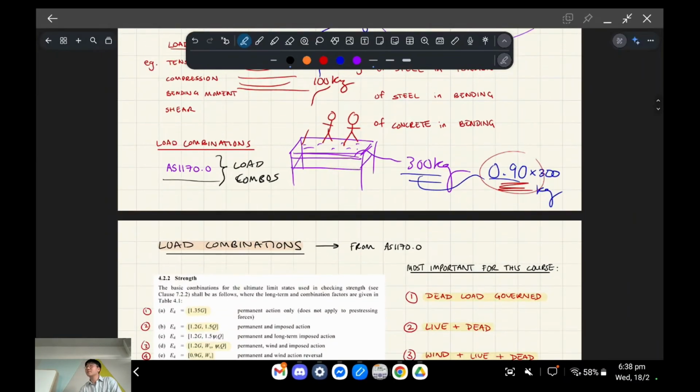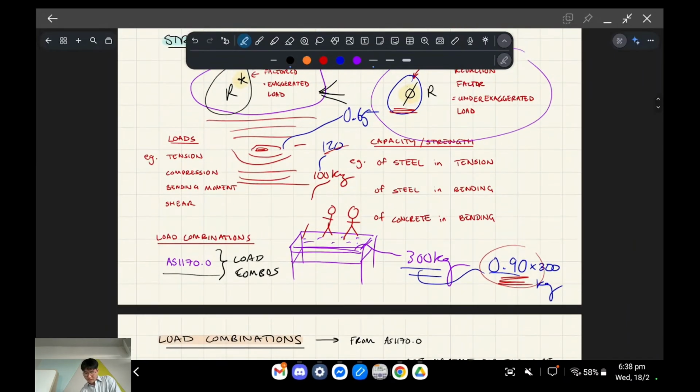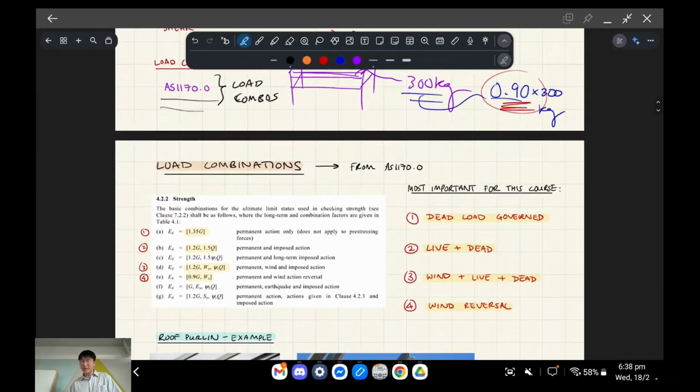So wait, that 1170 specifically, that's for load combinations? Yes. Load combinations, and that will be what I'm talking about next. Load combinations apply to loads in general. It's not going to be specific to steel, so this will carry on to your next course. This will carry on to concrete, right?